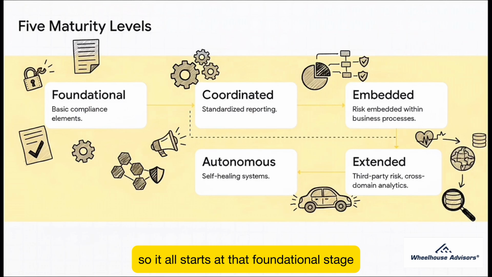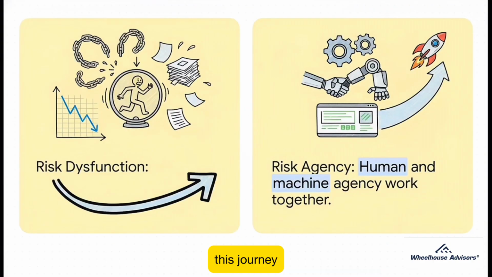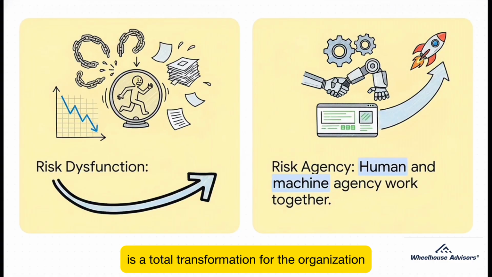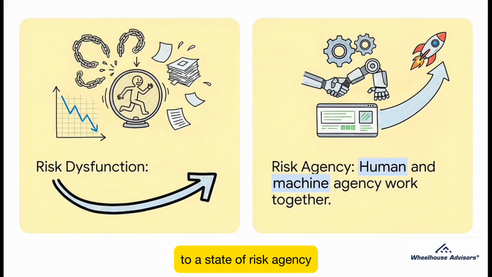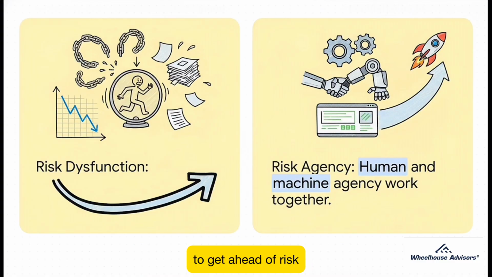So it all starts at that foundational stage. Think of this as just the basics: keeping the lights on, being reactive, doing compliance. From there, you mature. You get to coordinated reporting, and then to a really important stage where risk is actually embedded in your day-to-day business. The ultimate goal is to get to the extended and then the autonomous stage, where you have these intelligent, proactive systems that can even be self-healing. And this journey is a total transformation for the organization. You're literally moving away from that state of risk dysfunction, where you're always playing catch-up, to a state of risk agency, where your people and your technology are working together seamlessly to get ahead of risk.